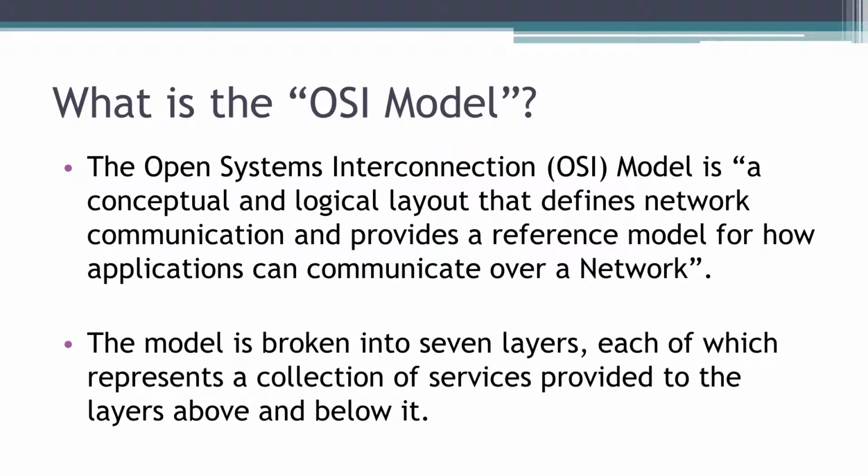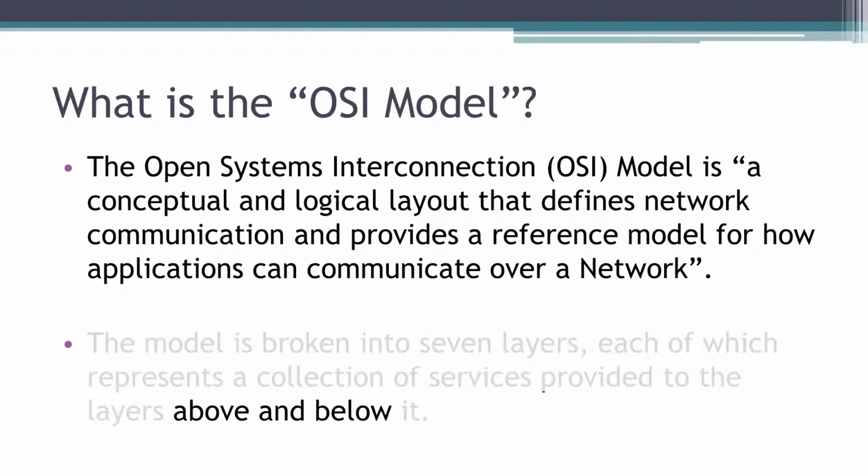The model is broken down into layers, each of which represents a conceptual collection of services provided to the layers above and below it. Above and below means that the OSI model acknowledges both the sending and receiving of data. So what are these 7 layers?